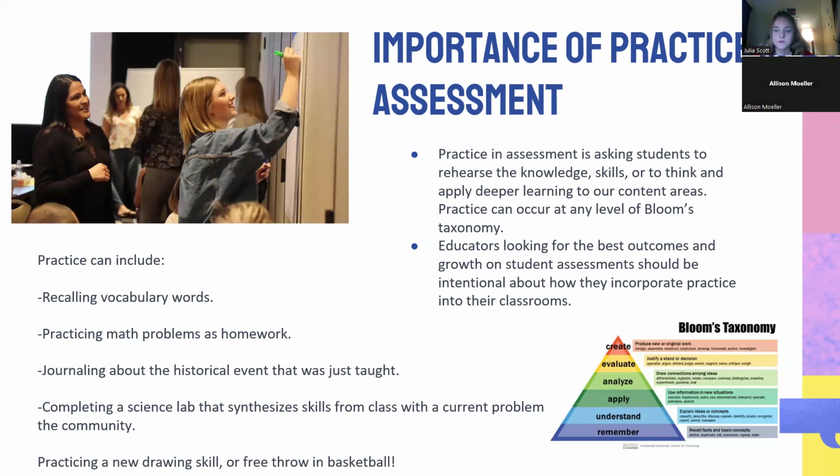If you're just asking students to recall what they remember from a lesson, or if you're asking them to practice with content by creating something, that is still considered practice. So I added a list of an overall Bloom's list over here. Maybe you're completing a science lab that synthesizes skills from class with a current problem in the community. That would also be considered practice.